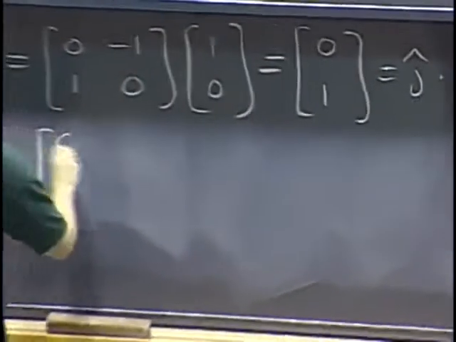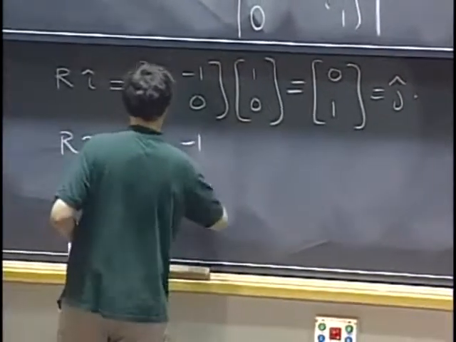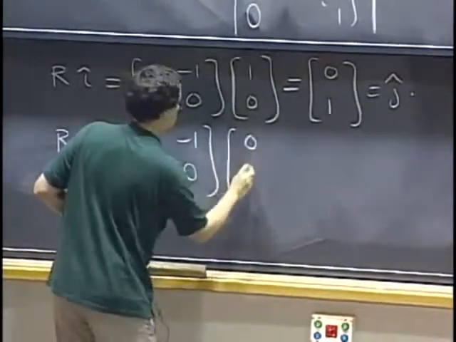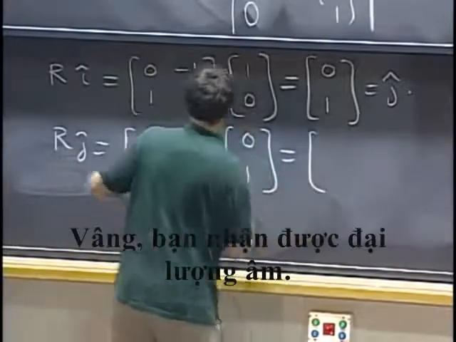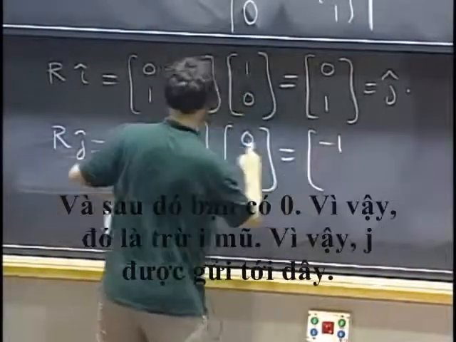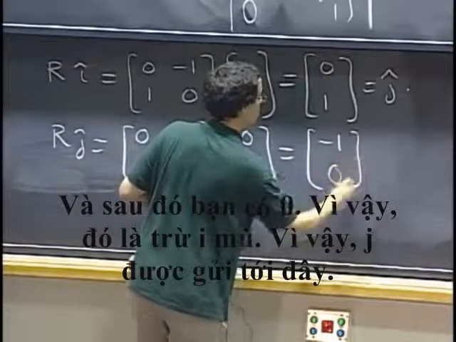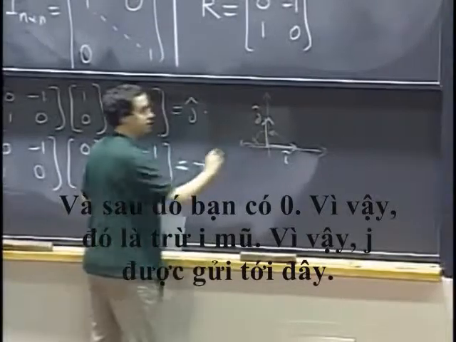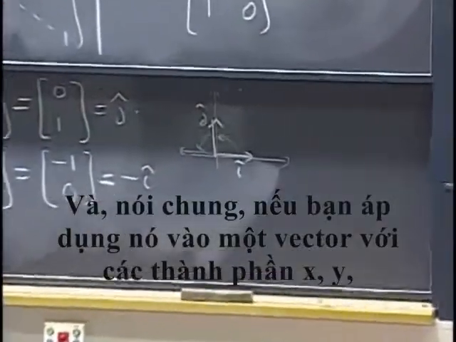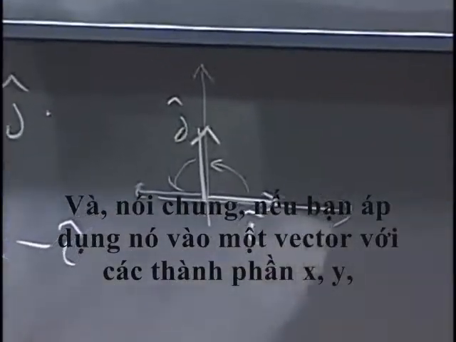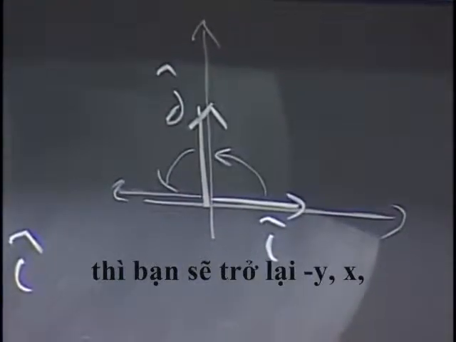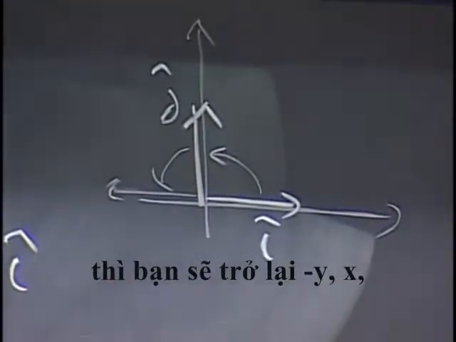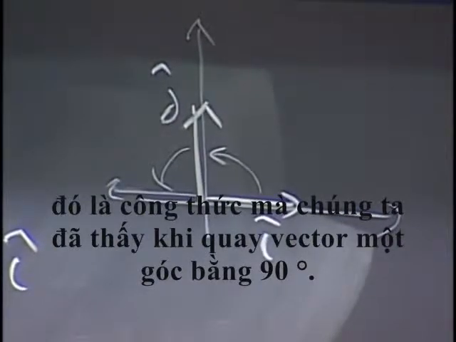What about j hat? Well, you get -1, and then you get 0. So that's minus i hat. So j is sent towards here. And in general, if you apply it to a vector with components x, y, then you will get back (-y, x), which is the formula we've seen for rotating a vector by 90 degrees.